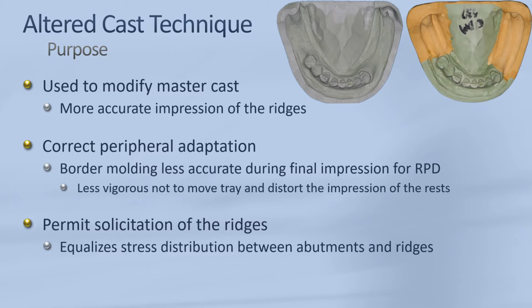Now in opposition, if we were to use a material that is a little stiffer to take the impression of those mobile ridges, we would put that same compression on the ridges as we will later on with the acrylic, and therefore the acrylic will be better supported. So this is a way to take an impression that is a little bit more functional.